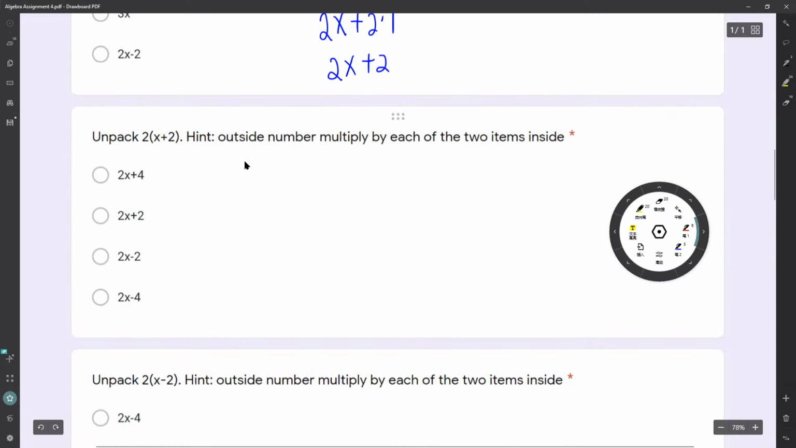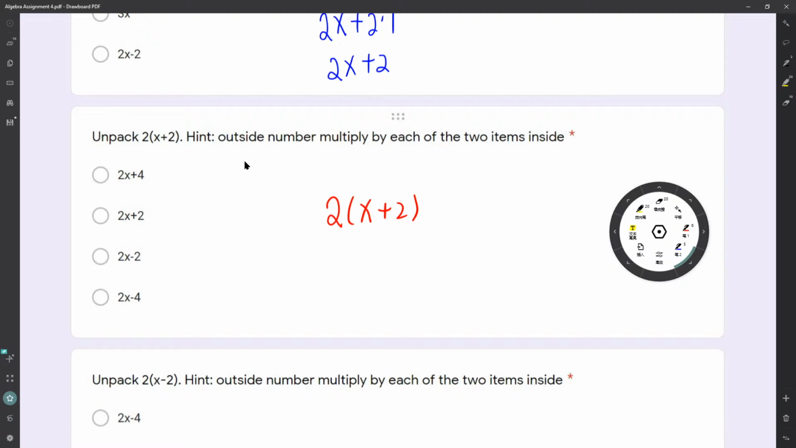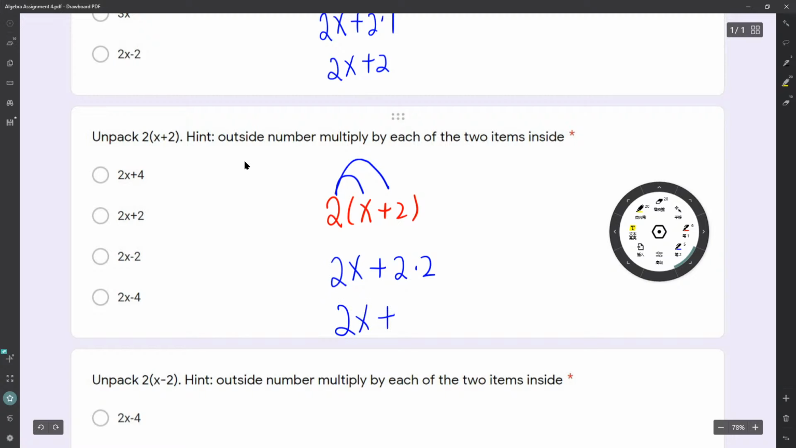Let's do one more, because I know that some students had some difficulties with unpack. So let's do some practice with unpack. This one, 2 times, inside the parentheses, x plus 2. The outside number is multiplied by each item inside, and then we add them up. So 2 times x, that's 2x, and then plus 2 times 2, and that's going to be 4, right? So it's going to be 2x plus 4. And that's going to be this option.